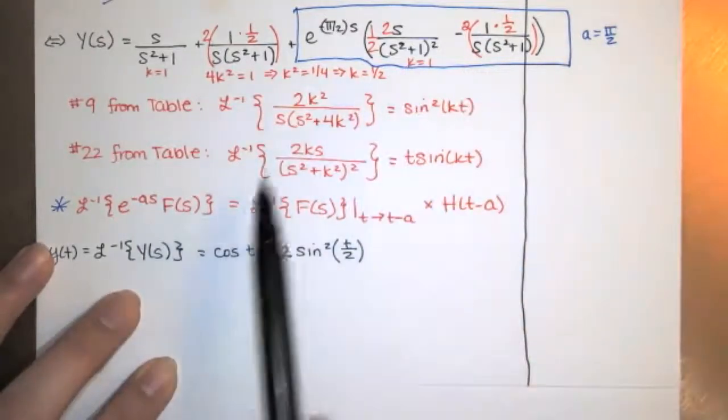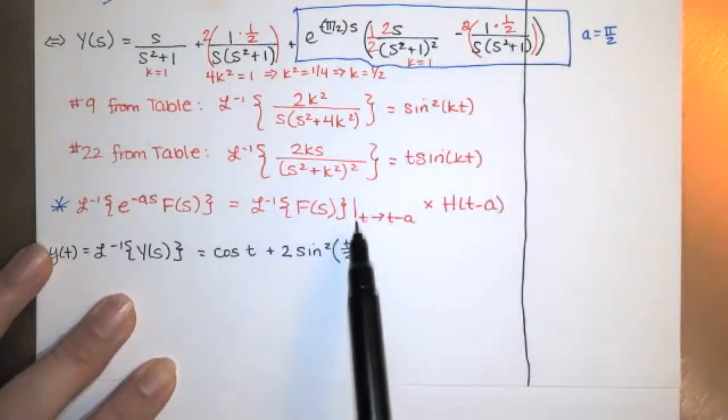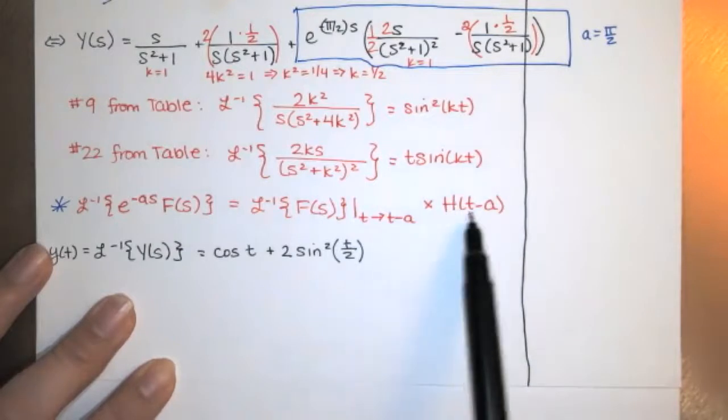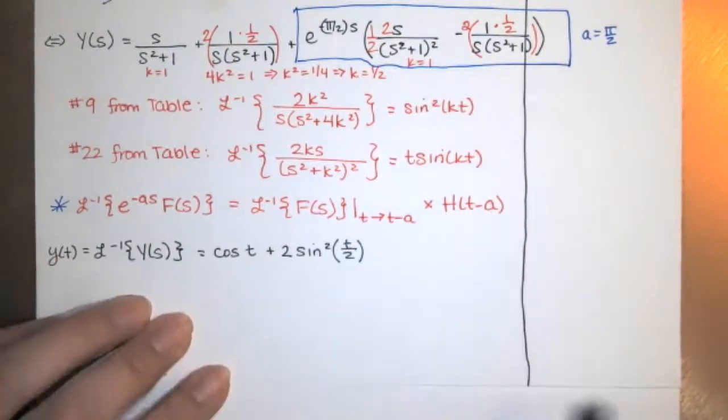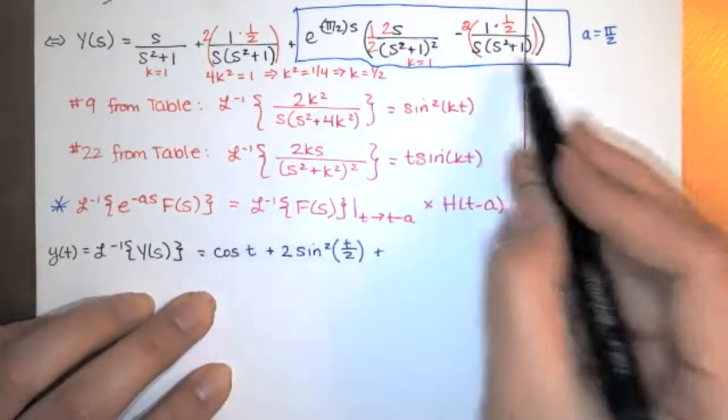Well, according to this theorem, we need to take the inverse transform of F(s), and then we need to replace the t with t minus a, which is pi over 2. And then we multiply by the Heaviside function at pi over 2. So we will first compute the inverse transform of this.